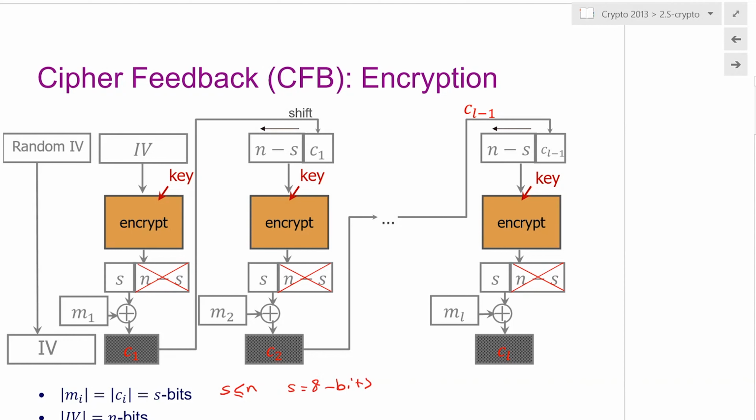So the question is, is there a way that we can still use AES, but turn the AES, which is a block cipher, into a stream cipher, so that we can encrypt S bits, or 8 bits in this example? And the answer to that is yes, we can do that. So this is the answer.